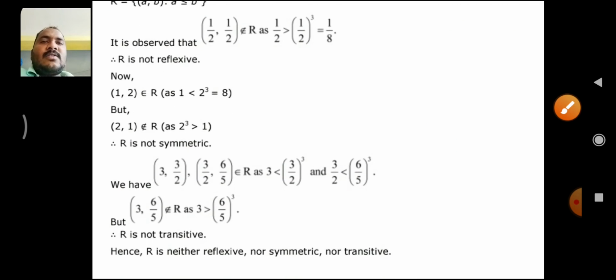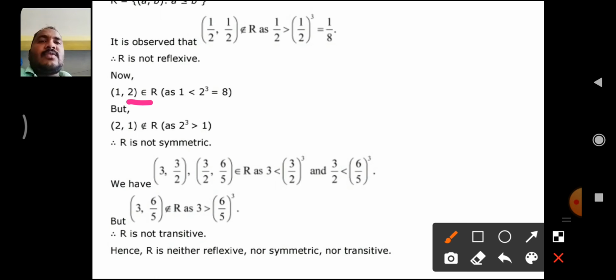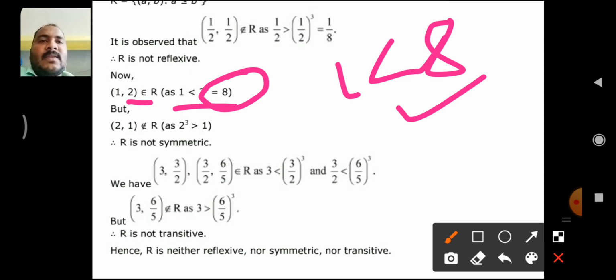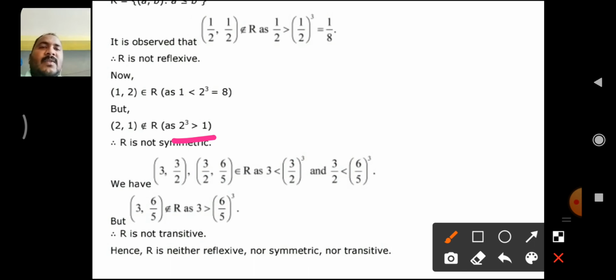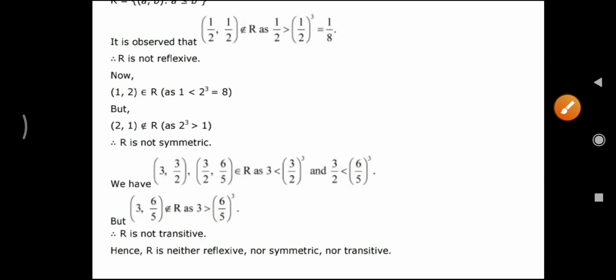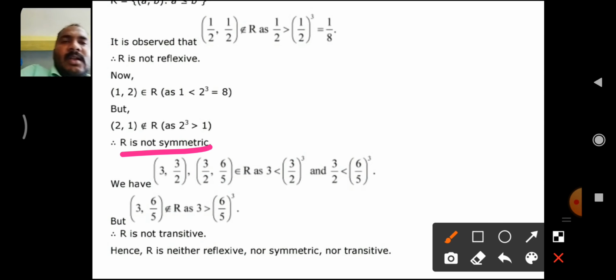Next, (1,2) belongs to R as 1 is less than 2 cube. 2 cube is equal to 8, and 1 is less than 8, which is true. But (2,1) does not belong to R because 2 is greater than 1 cube, or 2 is not less than 1 cube. Because of this, R is not symmetric.